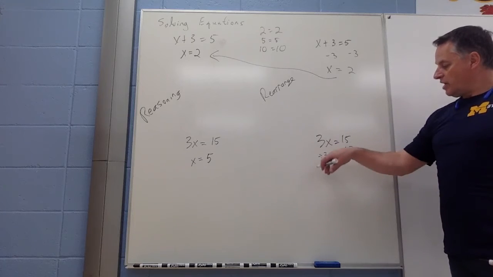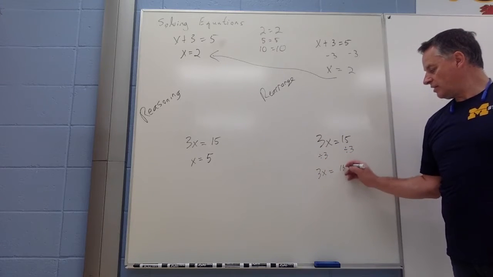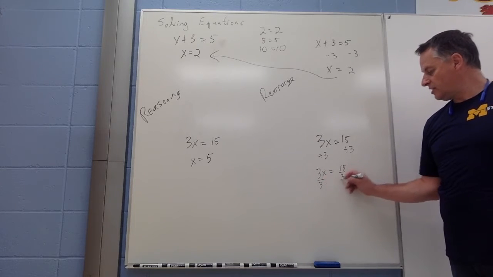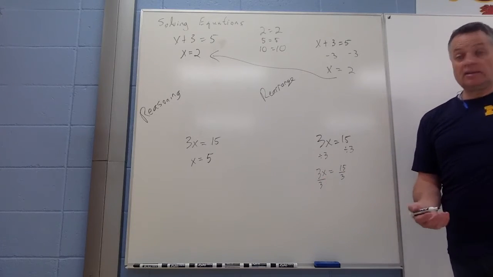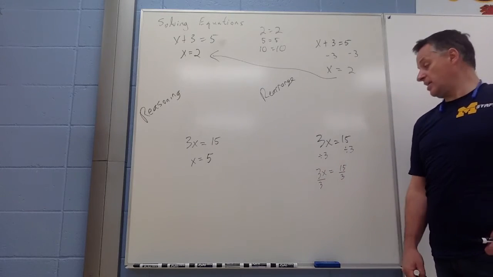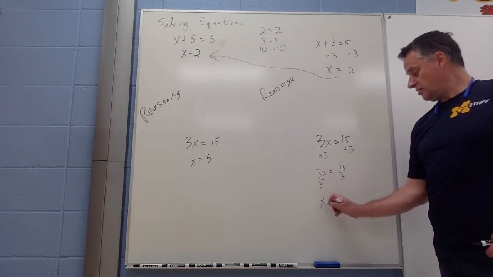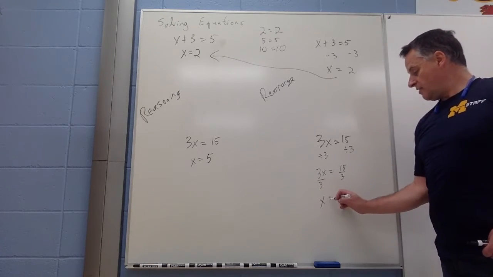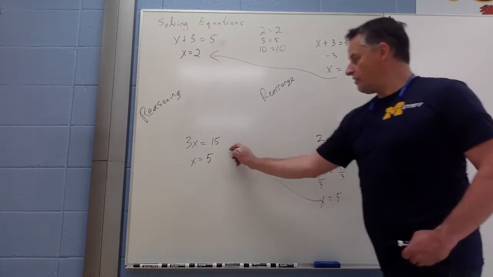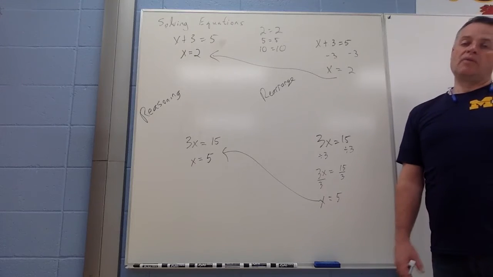Now, I wrote the divide symbol, but let me show you the way I'm going to write it often. I'm just going to write it like this. It looks like a fraction, but the fraction expression like that is the same as divide. So 3 divided by 3 is just 1x, and 15 divided by 3 is 5. And so sure enough, we get the same answer by rearranging that we would by reasoning.